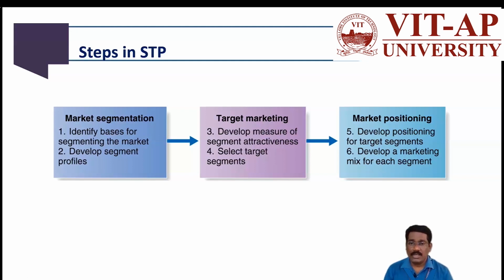Hope you are all clear that there are 6 steps in STP. One is identifying the basis for segmenting the market. The next one is developing the segment profile. This is a very important step in the process. Then, as a marketer, they target the market through developing measures of segment attractiveness, and also select target segments. In terms of positioning, they develop positioning for target segments, and finally they develop a marketing mix for each segment.